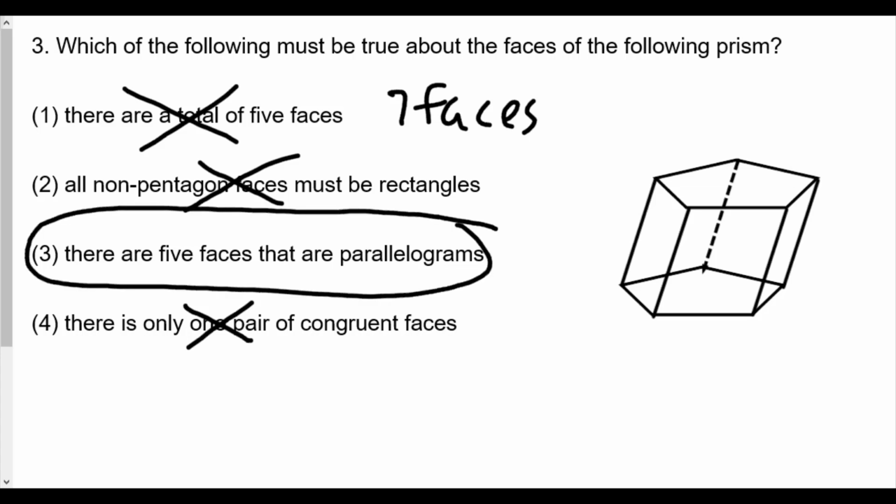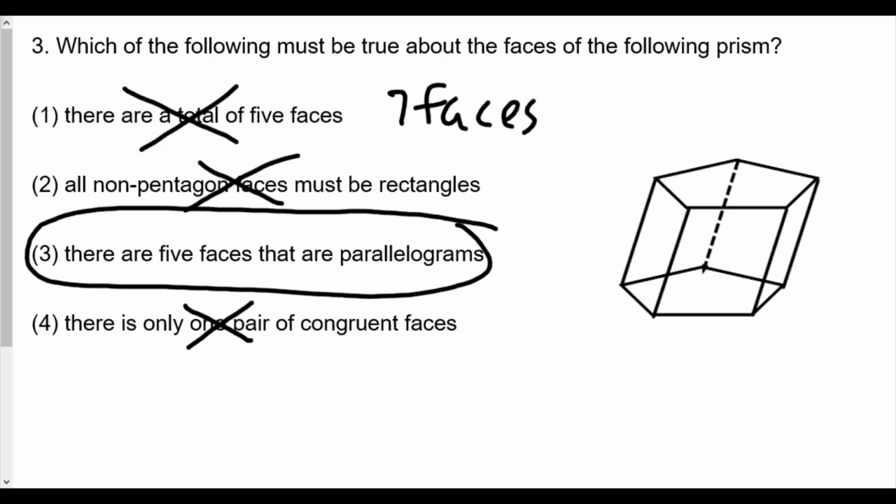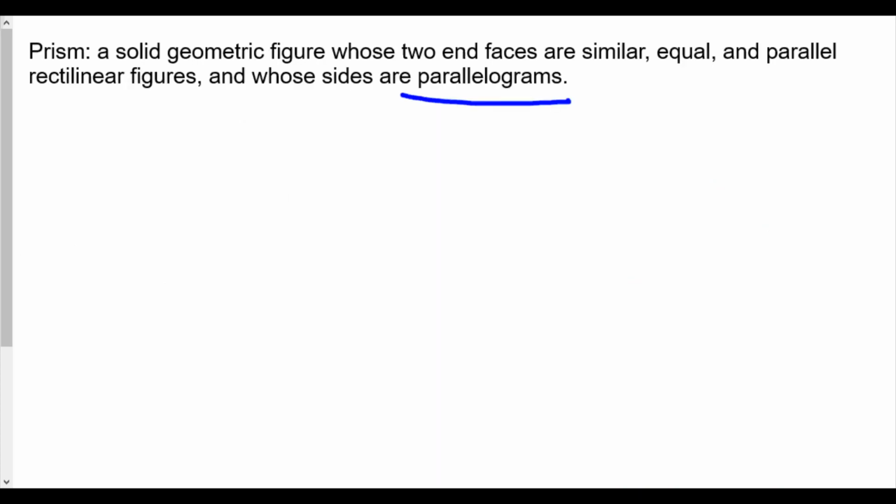Because again, back to the definition. A prism is a solid geometric figure whose 2 end faces are similar, equal, and parallel rectilinear figures, and whose sides are parallelograms. And so each of these lateral sides here are parallelograms. So why not rectangles? Well, they're tilted. You have a prism that's not necessarily at a right angle, that would be a right prism. No, these are not necessarily true in this situation. All right, so that's the definition.